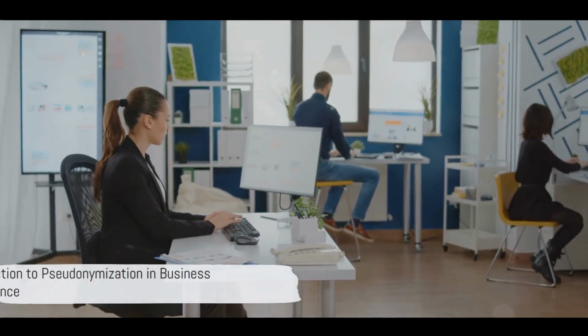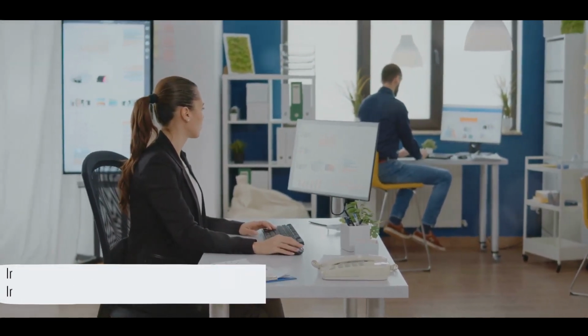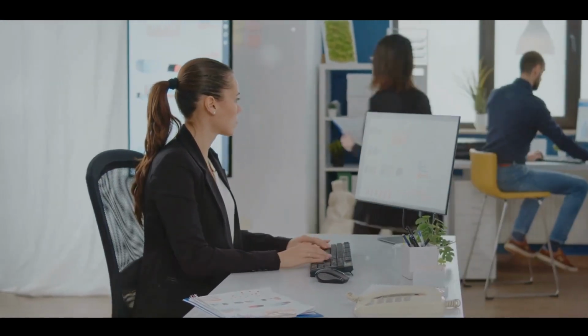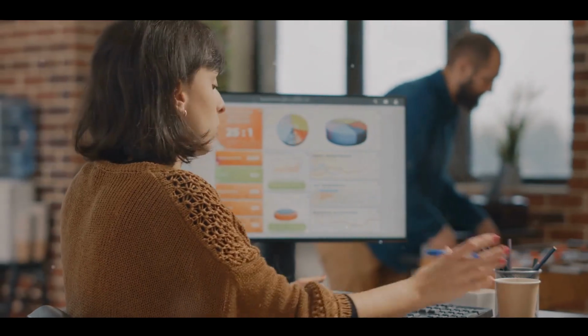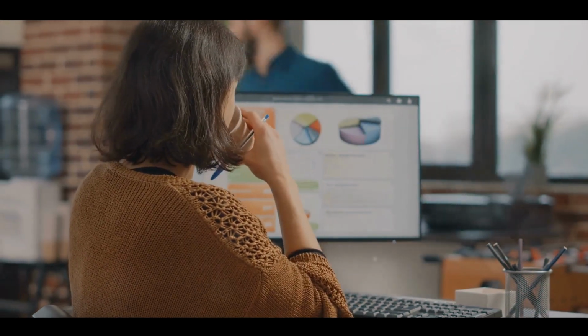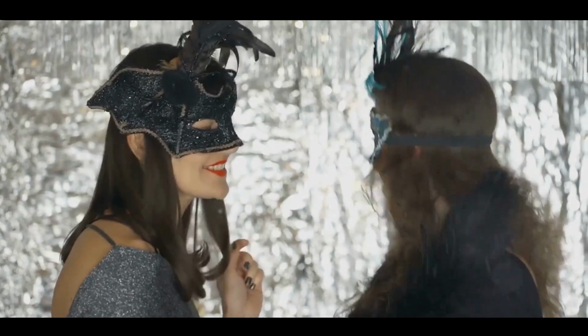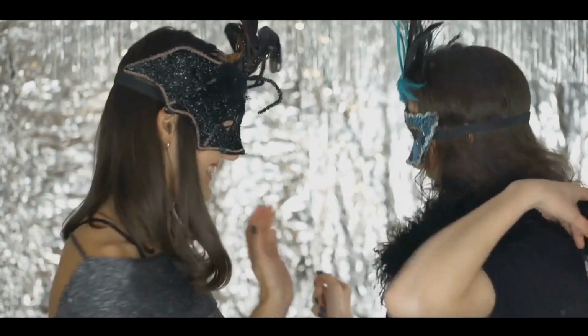Have you ever found yourself pondering the term pseudonymization in the context of business intelligence? Well, you're not alone. It's a term that pops up more often than you might think, and it's of significant importance in today's data-driven world. Pseudonymization, in its simplest form, is a data protection method.